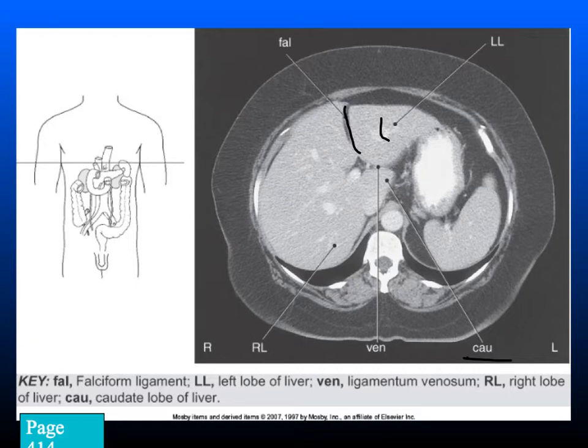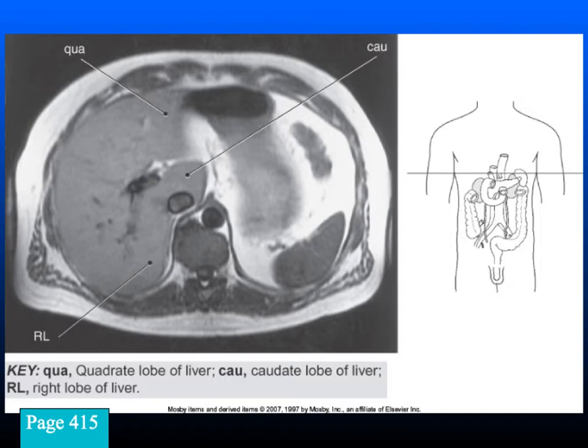And I believe maybe the next one will show us the quadrate lobe. And I think I asked you in class, what is this structure with the white in it, and you all said it is stomach with barium in it. So next one is an MRI scan, axial scan of liver again. This one shows caudate lobe and quadrate lobe both. It is a little bit more inferior, but it shows the stomach here as well.